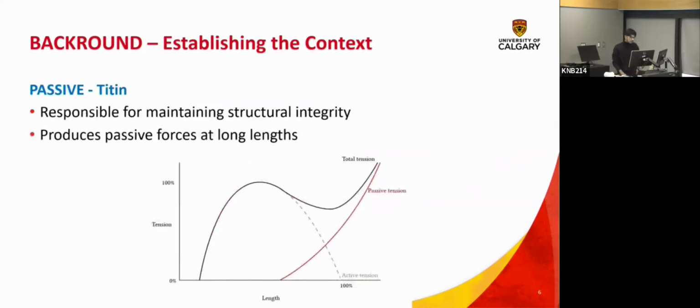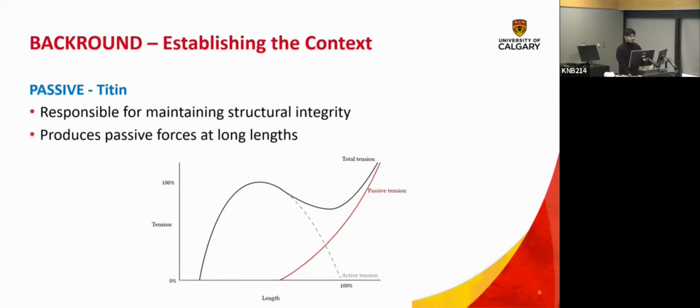Titin, on the other hand, has two main responsibilities within physiologically relevant ranges from what we traditionally know. The first of which is that it's responsible for maintaining structural integrity. One of the reasons that myosin is capable of staying within the center of the sarcomere is because of titin. The second thing, which is also important to note, is that it produces passive forces at very long lengths. These lengths are often beyond the physiologically relevant ranges, beyond what we ourselves as humans might be able to stretch our muscles to. That is important to note because it will be relevant for the upcoming discussion.